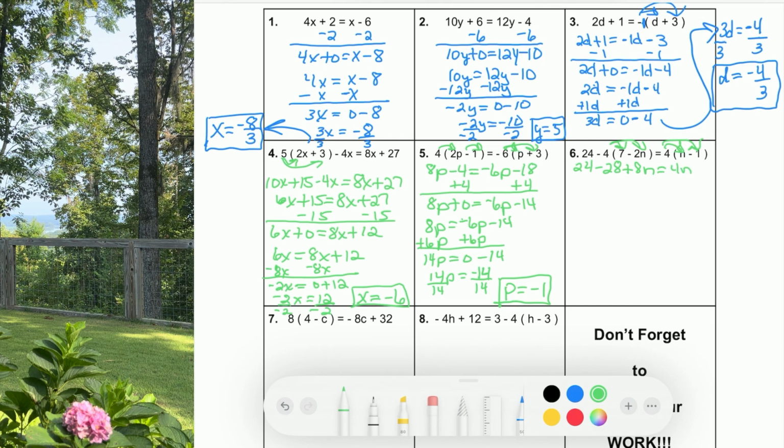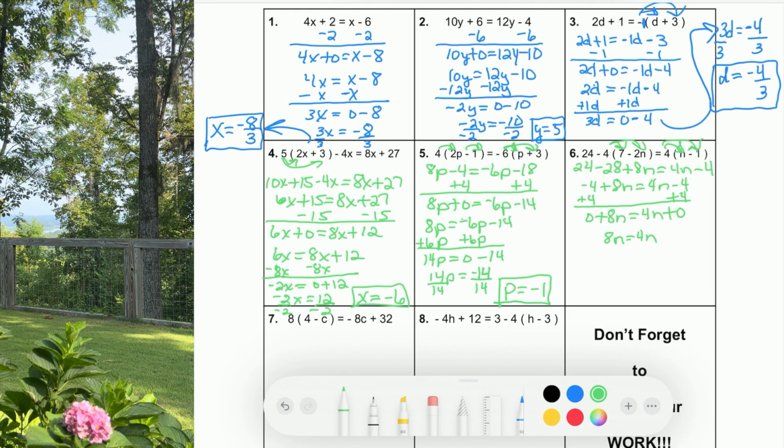4 times n is 4n. 4 times negative 1 is minus 4. I need to combine the 24 and the negative 28 here, and I get negative 4 plus 8n equals 4n minus 4. All right, I'm going to add 4 to both sides. I get 0 plus 8n equals 4n plus 0. All right, 8n equals 4n.